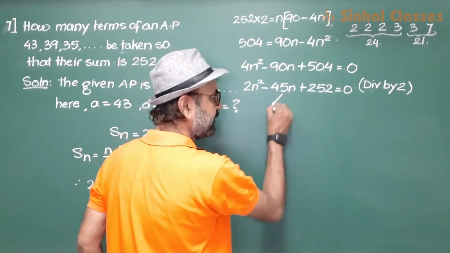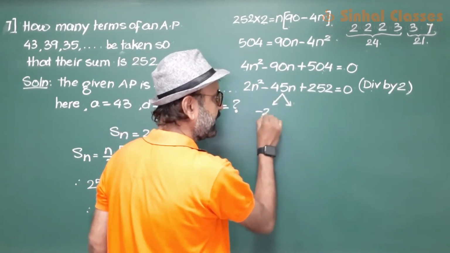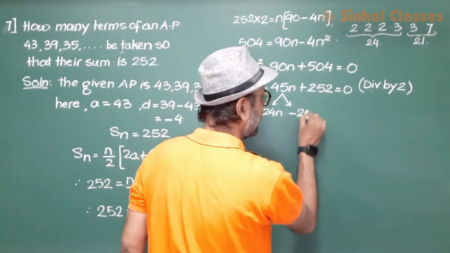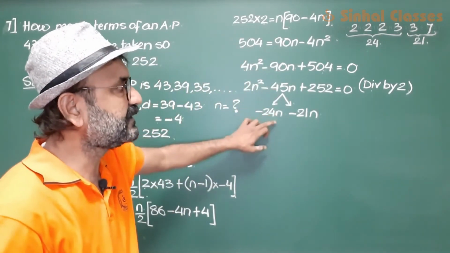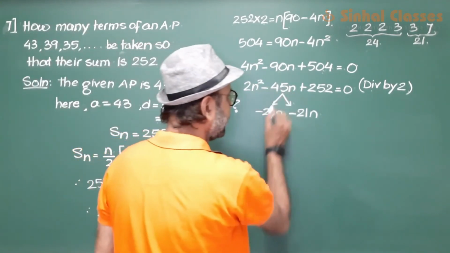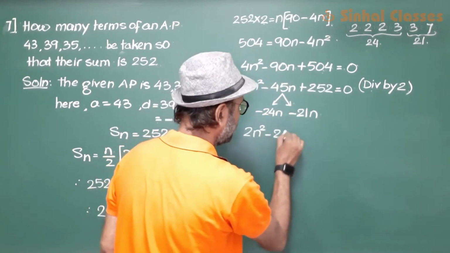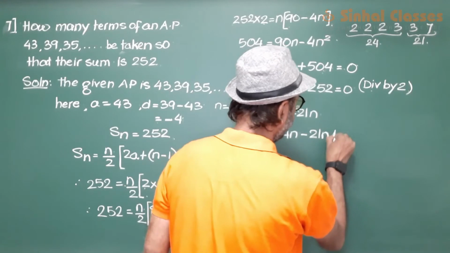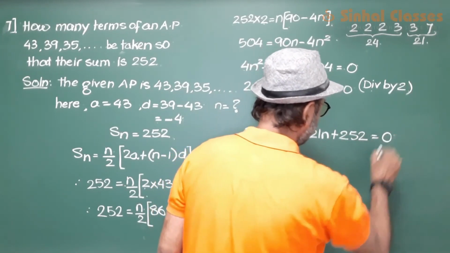So this 45 would now be taken as minus 24n and minus 21n. This is how we split the middle term. Now after splitting the middle term, what we get is 2n square minus 24n minus 21n plus 252 equals 0.